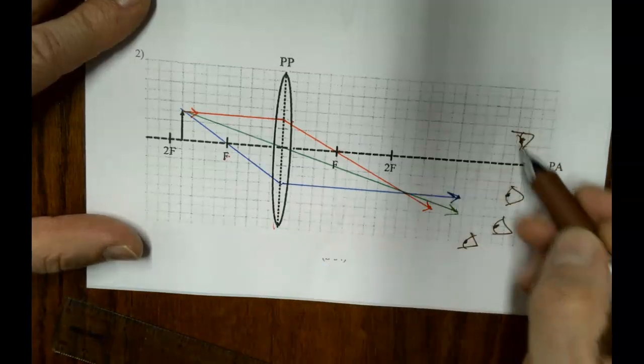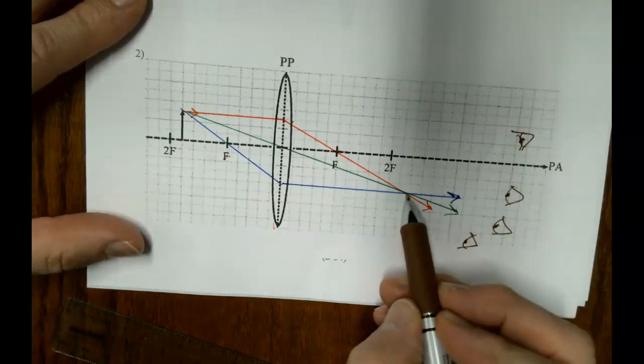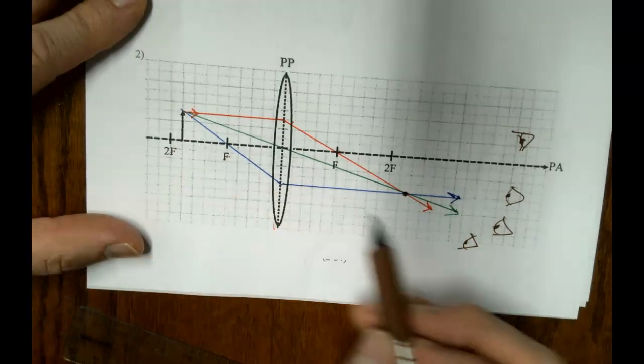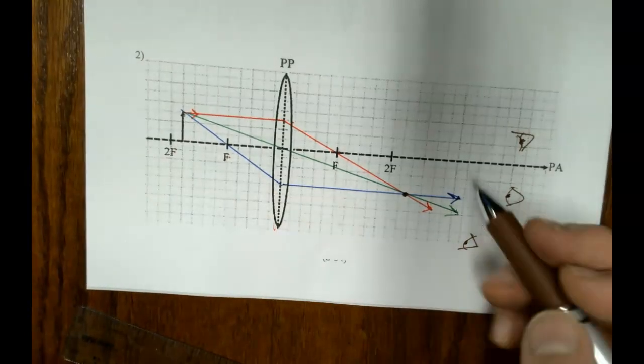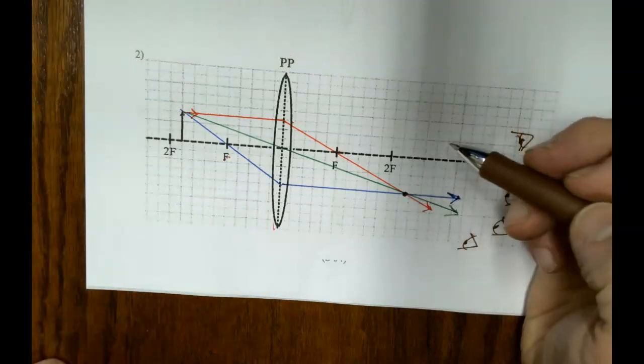But we're looking for, where do all of these rays seem to be coming from? Well, they seem to be coming from right here. So that's where our eye will see the image of this arrowhead. And again, like mirrors, the rest of the arrow is just between there and the principal axis.